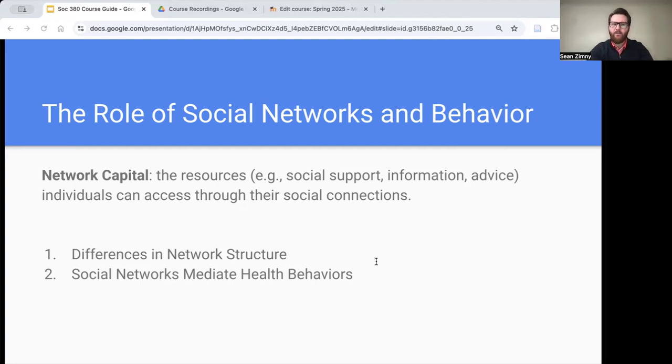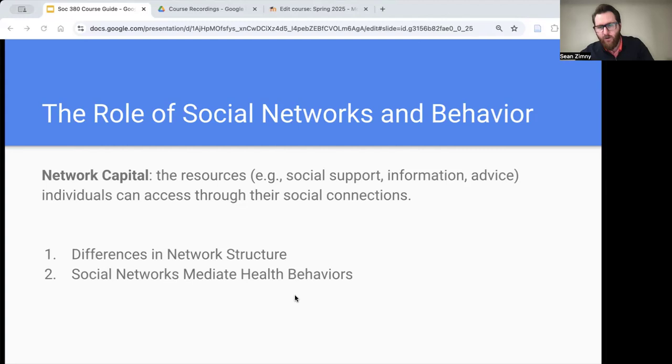So let me define a key term here, that being network capital. Network capital is a term that refers to the resources individuals can access through their social connections, through their social network. So think of things like social support or information and education and even advice and professional connections. And it's really important to understand that network capital can vary by gender, with women often having stronger emotional support networks, while men may have more instrumental support.